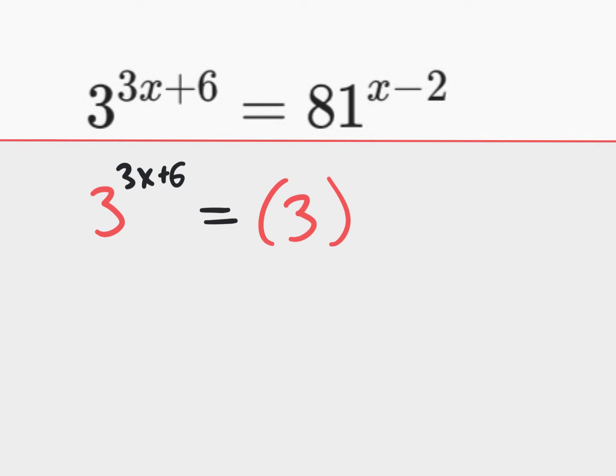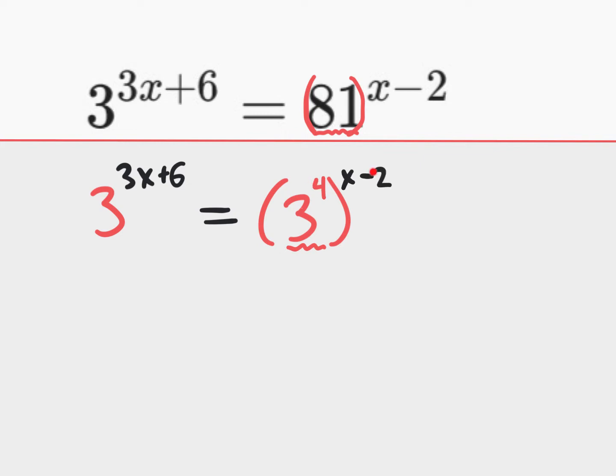If I'm not too sure about this, I could get a calculator and just go 3 to the second power, that's 9. 3 to the third power, that's 27. 3 to the fourth power, that would be 81. So check with the calculator and figure out that 81 is really 3 to the fourth power. Now, all I did was replace 81 with 3 to the fourth. Now I still have the x minus 2 as a power right there.